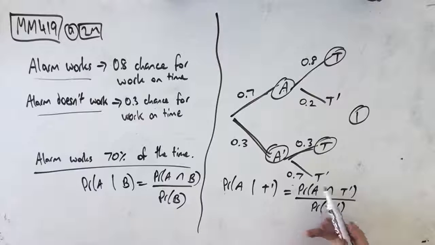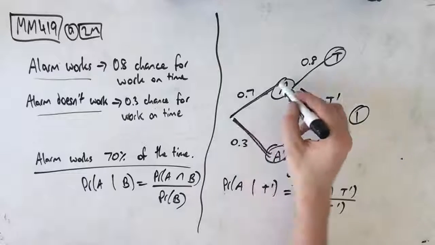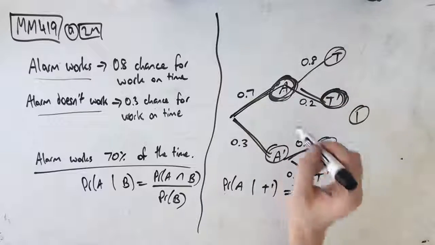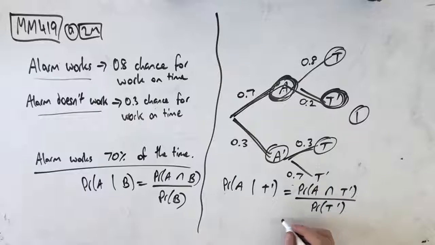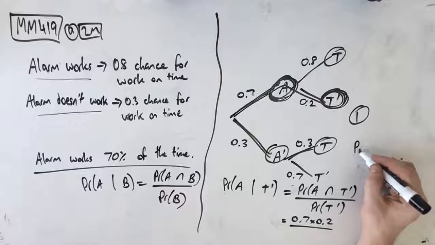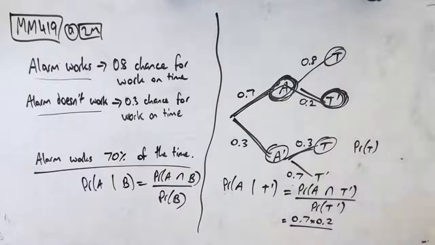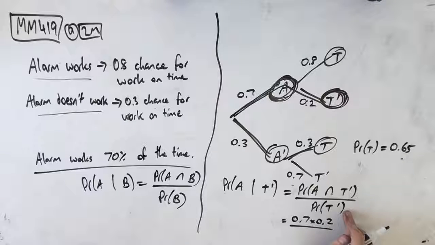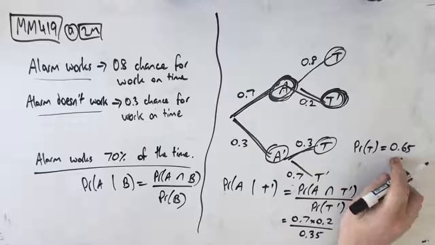So the intersect, in a tree diagram, the intersect between two things is just the probabilities of those branches multiplied together. So the intersect of alarm going off and not getting to work on time is this path here. So this one, which means that the probability is 0.7 times 0.2 over the probability that he doesn't get to work on time. Now in part A, we figured out that the probability that he does get to work on time is 0.65, right? So that means that the probability that he doesn't get to work on time is 0.35, right? Because it's 1 minus 0.65.